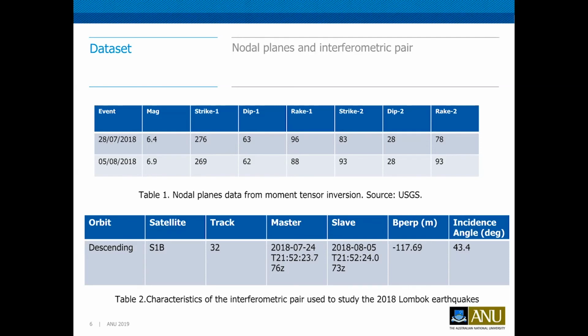We construct interferograms by combining topographic information with SAR images from the Sentinel-1B satellite before and after the earthquakes. These two earthquakes actually happened between this time period. The details of the interferometric pairs for both interferograms are shown in Table 2 here.